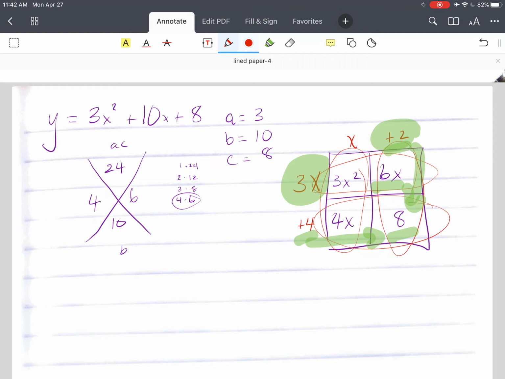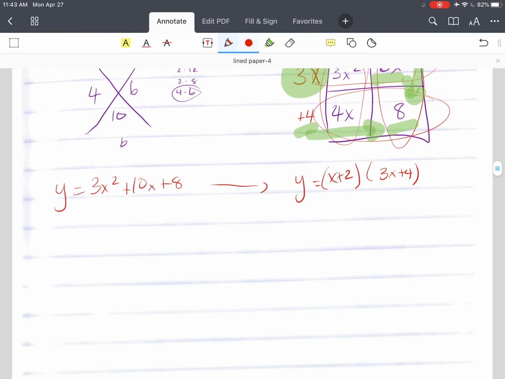That's one way. Technically, you can actually do these a lot faster. You don't have to think about the biggest factor you can take out. You can just think, 3x times what equals 6x? 2. So a 2 must go here. So the factors of this equation are x plus 2 and 3x plus 4. That's what y equals. So the original equation, 3x squared plus 10x plus 8, can be factored as y equals x plus 2 times 3x plus 4. Ain't that amazing?